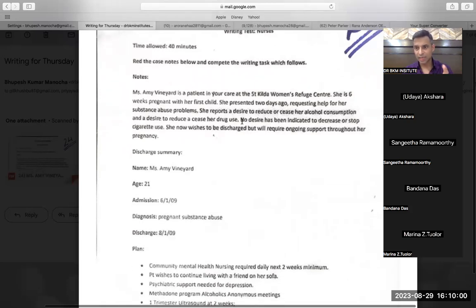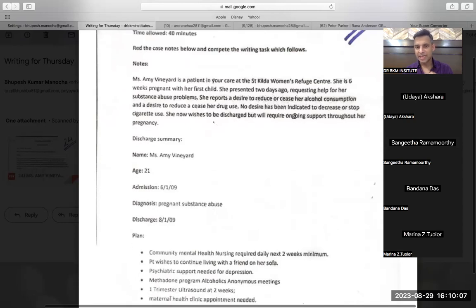That means she is not happy with the drug use since she has come to know about her pregnancy. No desire has been indicated. No, this is not a main line. She now wishes to be discharged. So the patient was admitted to you. She was 6 weeks pregnant, wanted to reduce her drug use.